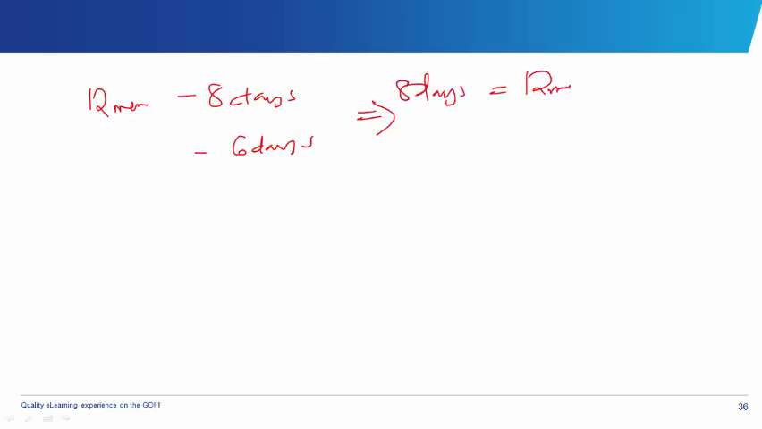So we have 12 men can dig a trench in 8 days. How many men will dig it in 6 days? So let's rearrange it. 8 days is 12 men. 6 days, how many men will dig it in 6 days? To dig it in 6 days, are we going to require more men or less men? We require more.